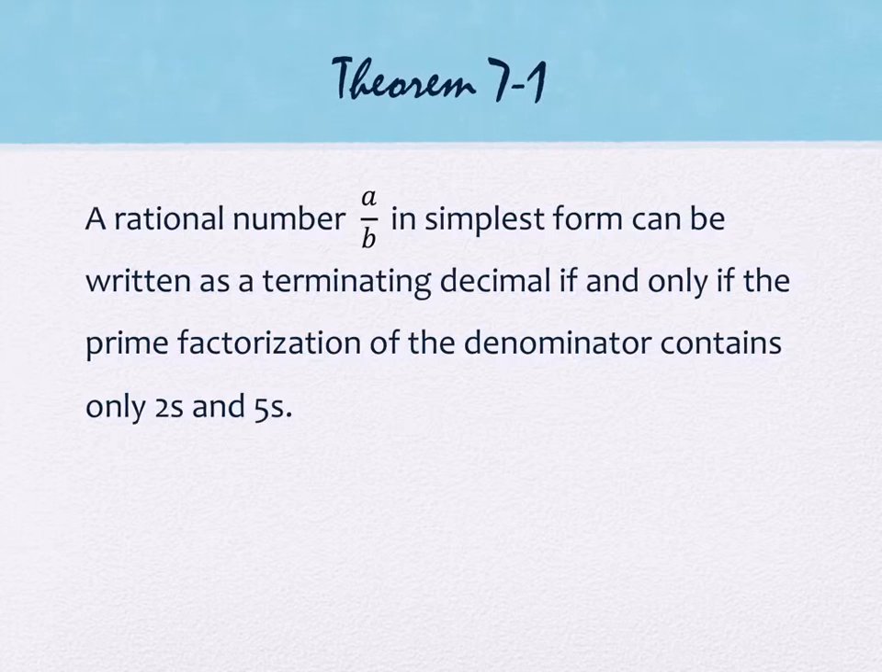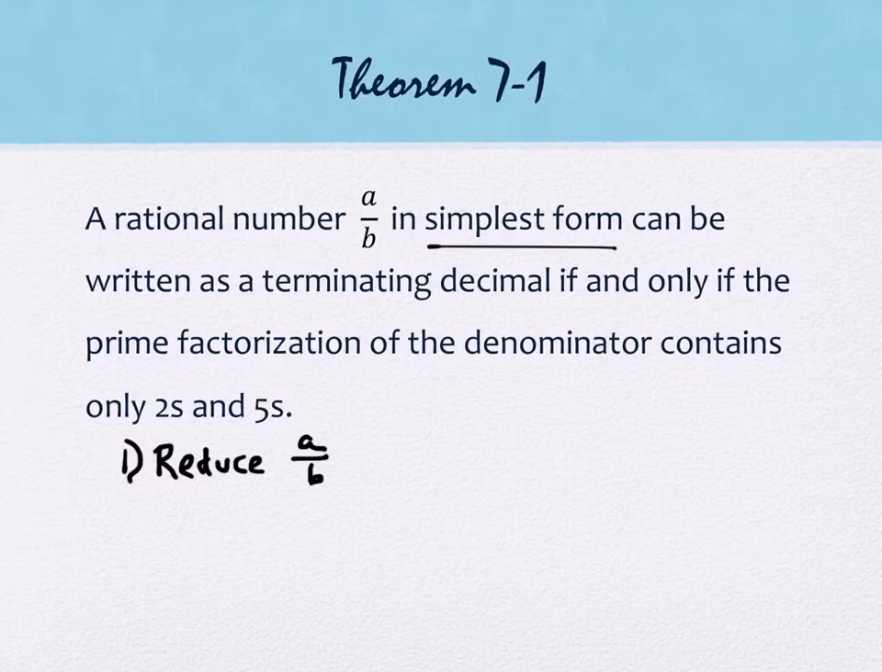This theorem tells you to do 2 things. The first thing it tells you is that you need to reduce a over b, because it says a over b should be in simplest form. So the first thing you better do if you're dealing with a fraction is reduce it, okay? And then the second thing it tells you to do is to factor the denominator, in this case b. Whatever's on the bottom, after it's simplified, you factor it.